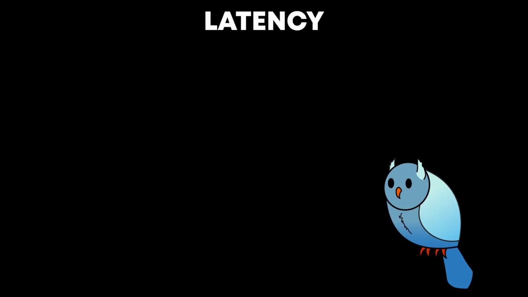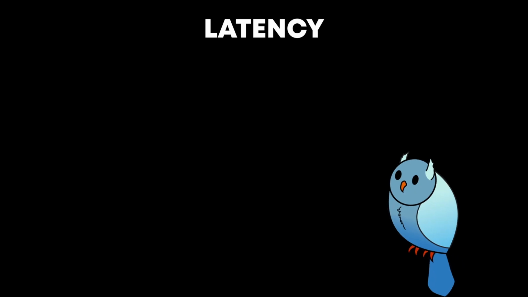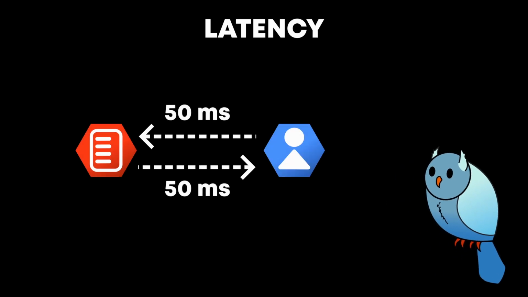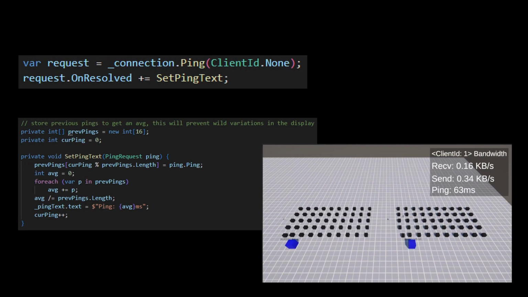The third problem, latency, is the real beast, and the most complicated to deal with. The more common lingo used around it is ping, which is the time it takes for a message to round trip from a client to the server and back to the client. I can add that feature to connections so that I can easily measure that.